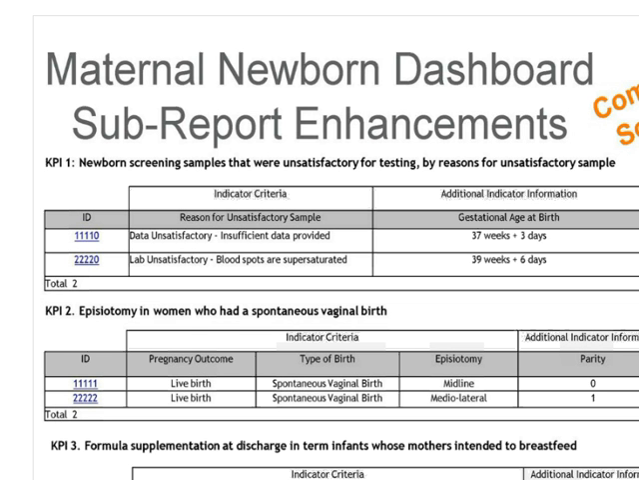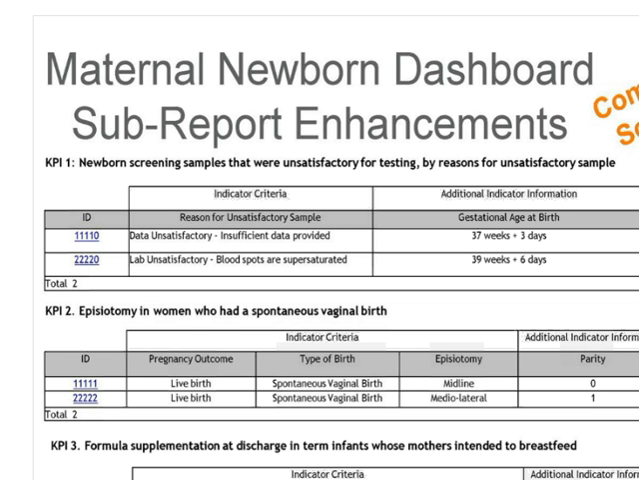So for Key Performance Indicator 1, the newborn screening samples that were unsatisfactory for testing by reasons for unsatisfactory samples. So this is just to give you a summary of all those records that had unsatisfactory sample testing and some of the reasons. It's basically to give you a list. This is just an example. It shows 2 records, but in a month you may have 2 or more, and in a quarter or in a fiscal year you may have a long list of records, and it will give you the entire list.